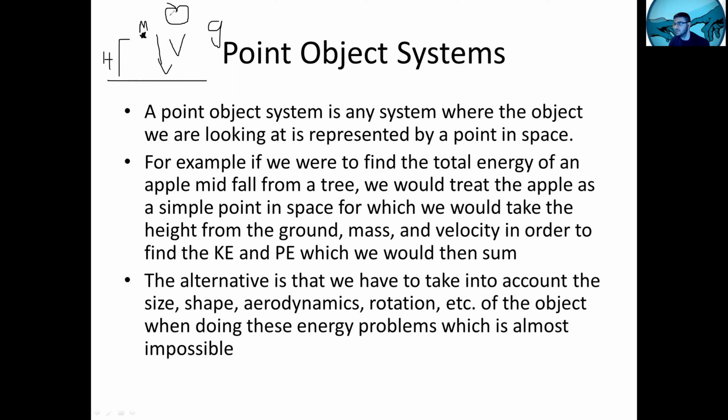Maybe the shape gives it some rotational energy, or maybe slows it down or something like that. Maybe there are some other factors in play if it's apple shaped, right? So to make things simpler, we treat any object, no matter what it is, like an apple, a water bottle, anything, a car, as just a single point in space. And we don't take into account the shape. If it was a car, we don't take into account the shape and where its center of mass would be, or how its aerodynamics affect it. That just makes it a lot more complicated than we can solve.